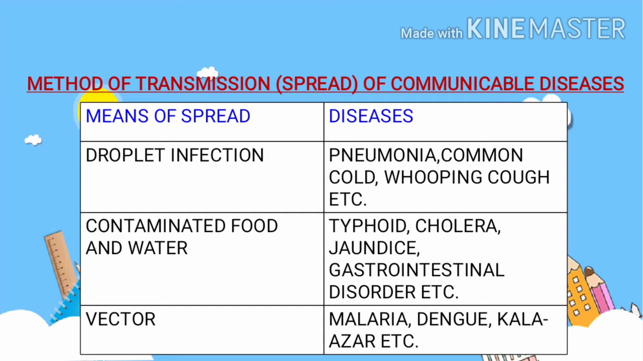contaminated food and water are other means of spread of germs, and diseases which occur due to this are typhoid, cholera, jaundice, gastrointestinal disorders, etc. Next means of spread is vector. Mosquitoes and flies which act as carriers of germs are called vectors. Examples of such diseases are malaria, dengue, kala-azar, sleeping sickness, etc.